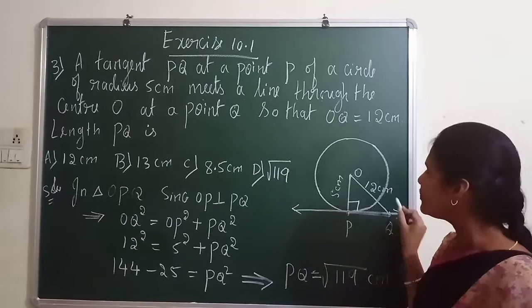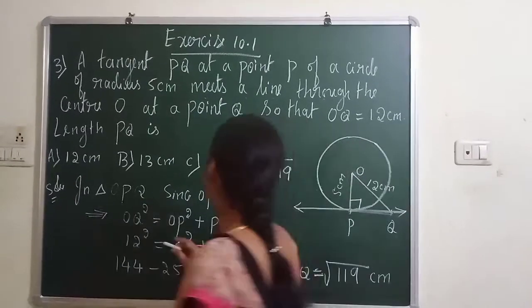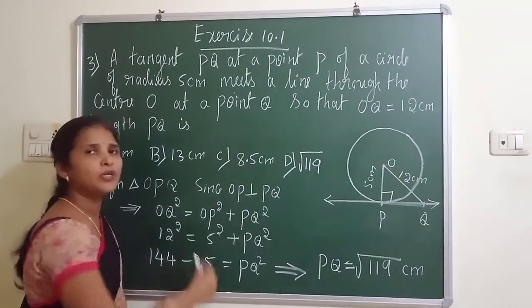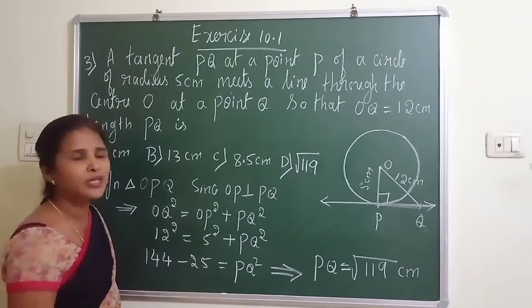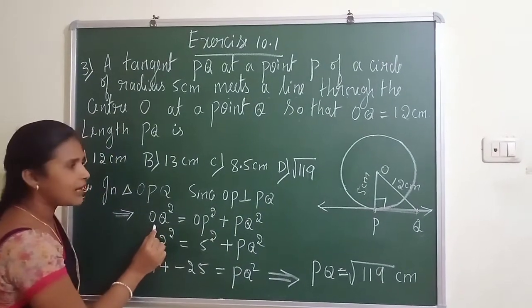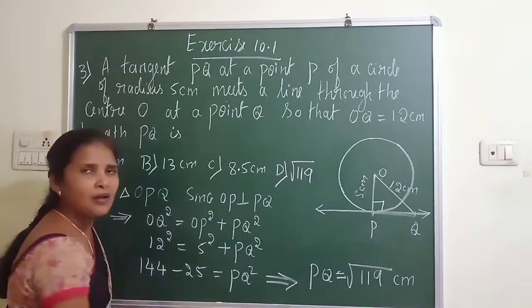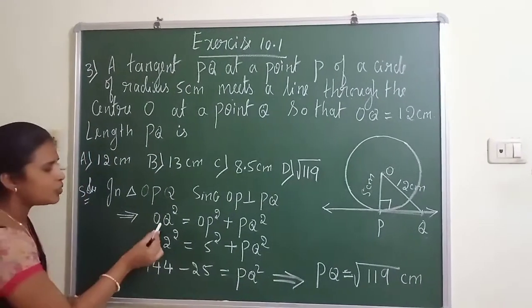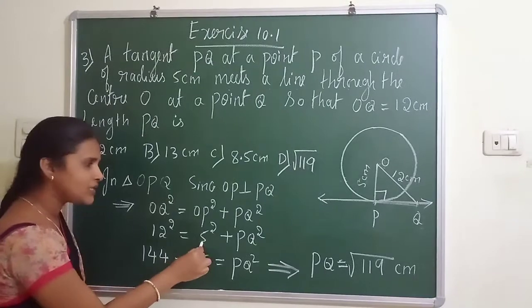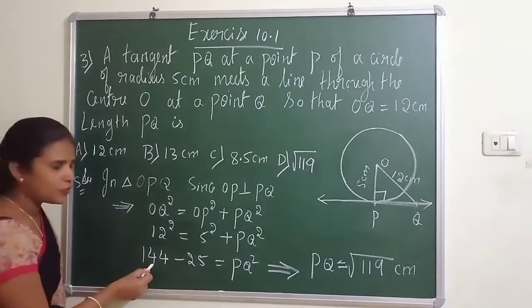that is PQ. Now which is the hypotenuse here? OQ. So I can write the formula. Since in triangle OPQ, OP is perpendicular to PQ, who told this? It is by theorem 10.1. So I can write OQ square equals OP square plus PQ square, which is called the Pythagoras formula. And OQ is given as 12, square, equals OP given as 5, square, plus PQ square. 12 square is 144.